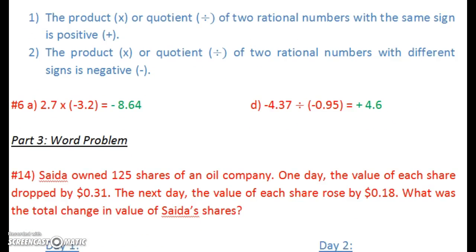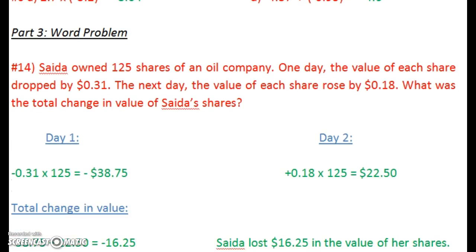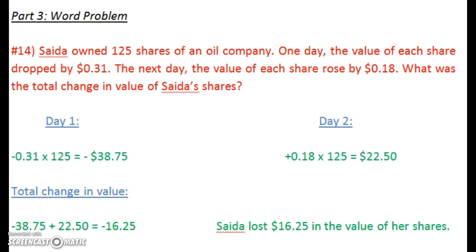Lastly, we're going to look at a word problem from section 2.2. The word problem states, Saida owned 125 shares of an oil company. One day the value of each share dropped by 31 cents. The next day, the value of each share rose by 18 cents. What was the total change in the value of Saida's shares?